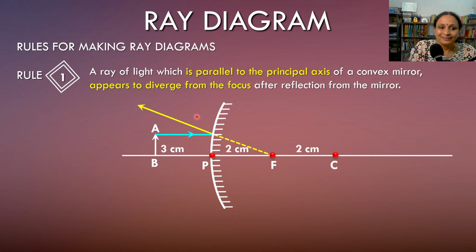So the actual meeting of the ray is not taking place. So what is the rule? If the ray is parallel to the principal axis, it gets reflected and appears as if it is coming from the focus. This is the rule number 1. अगर कोई रे प्रिंसिपल एक्सिस के पैरेलल होगा तो रिफ्लेक्शन के बाद वो फोकस से निकलता हुआ नजर आएगा. एक्चुअली नहीं निकलता लेकिन नजर आएगा. रूल नंबर 1 is done.